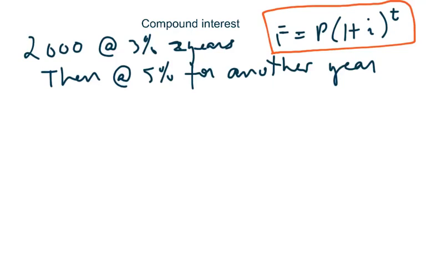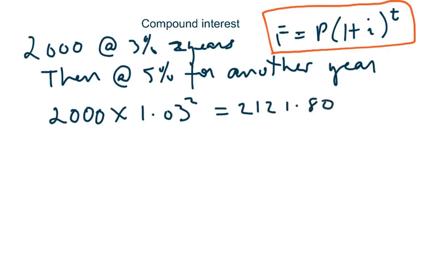Okay, here's an example of a question where the compound interest changes during the time. So we start off with €2,000, which is going to be invested in the bank at 3% for 2 years, and then it changes at the end of that year to 5% for another year. So we have to break it down into 2,000 multiplied by 1.03 to the power of 2. That's our first bit, and that's going to give us 2,121.80. And then we have to do that for another year at 5%.